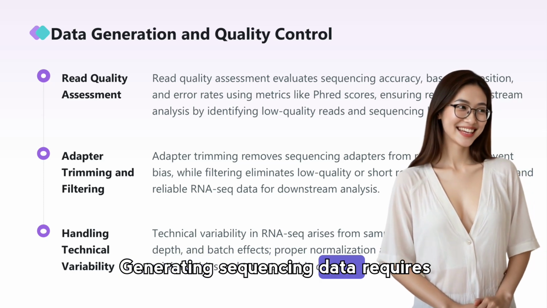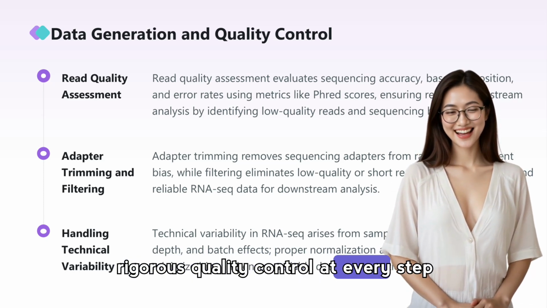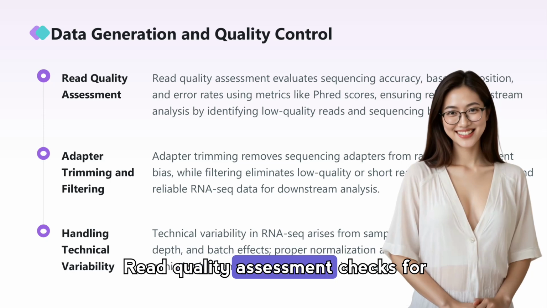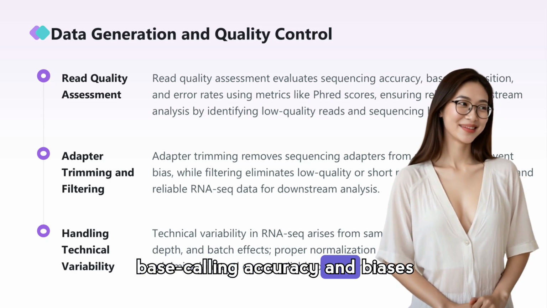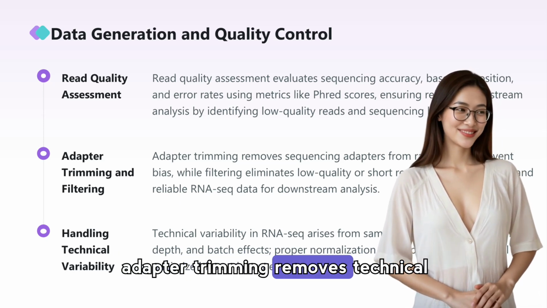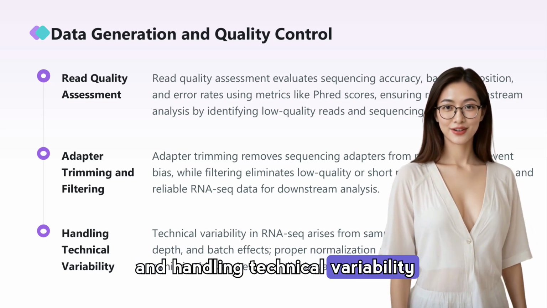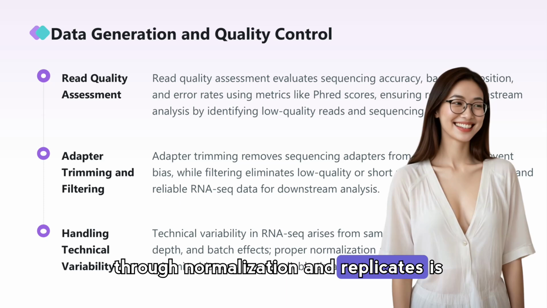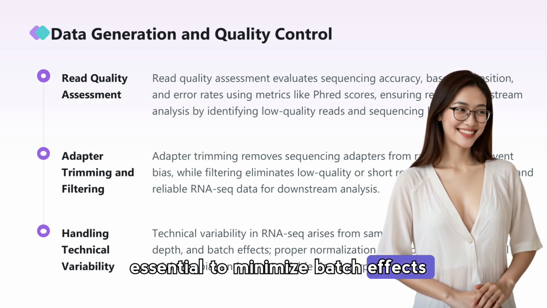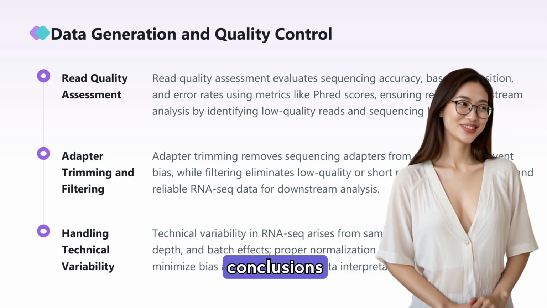Generating sequencing data requires rigorous quality control at every step. Read quality assessment checks for base calling accuracy and biases, adapter trimming removes technical sequences and low-quality fragments, and handling technical variability through normalization and replicates is essential to minimize batch effects and ensure robust downstream conclusions.